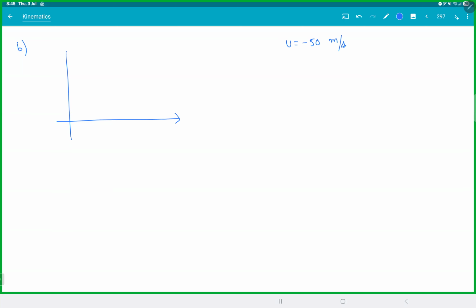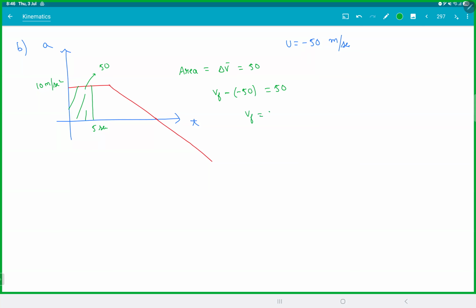So the first possibility is, you need not even go much further. You can just go till here, 5 seconds. So if you go only till here, 5 seconds, this is 10 meter per second square. This area will be 50. So here area will be delta V, which is 50. This will be V minus of minus 50 is equal to 50. You get V final is 0. So this is one answer. At 5 seconds, you come to rest. Agreed with this? There's a second possibility.